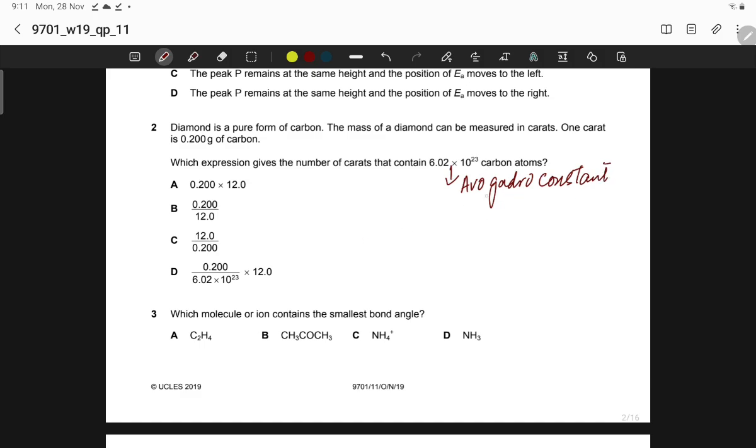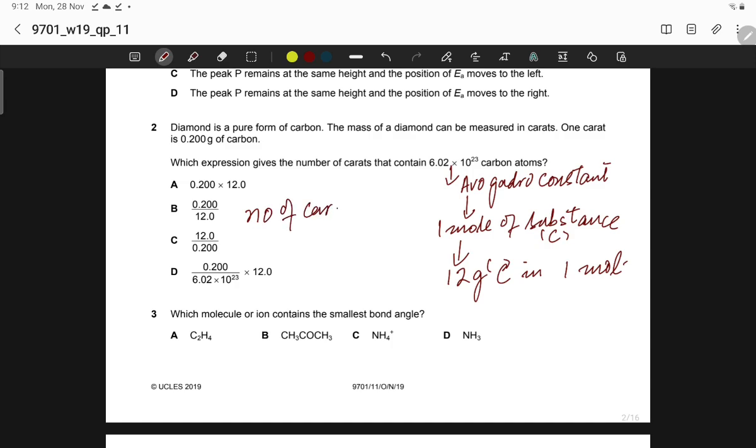Avogadro constant means that these particles, carbon atoms, are present in 1 mole of substance, and 1 mole of carbon atoms contains 12 gram of carbon. The number of carats is equal to 12 over 0.200.